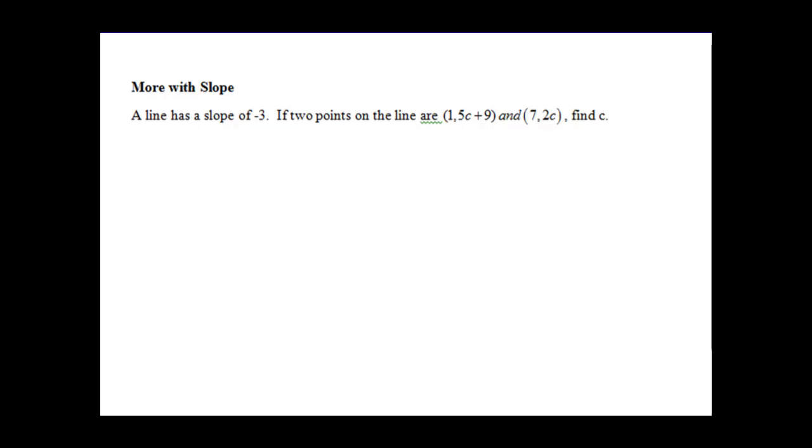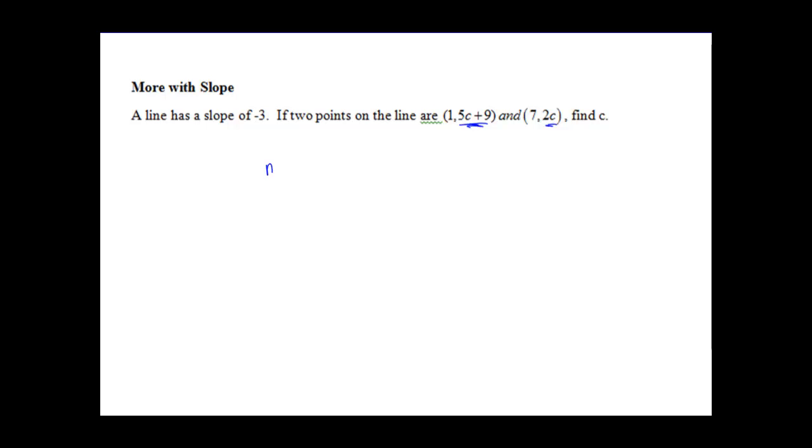If we know the slope of a line is negative 3, and if we have 2 points on the line, (1, 5c plus 9) and (7, 2c). Now I know what you're thinking, this is crazy. Well, I'm crazy. So let's try it.